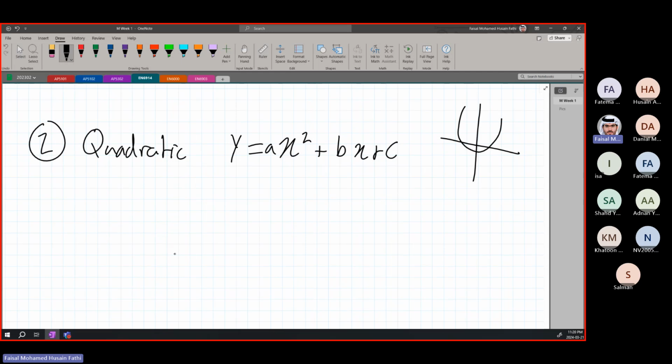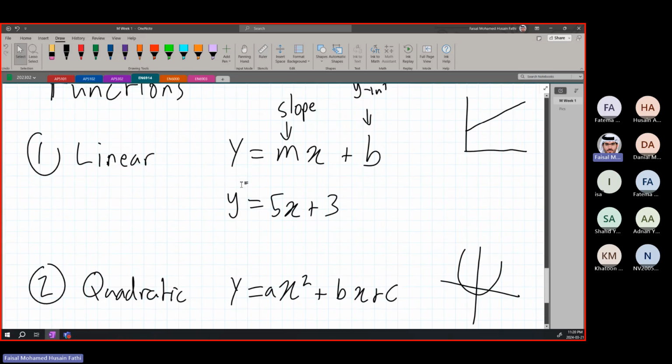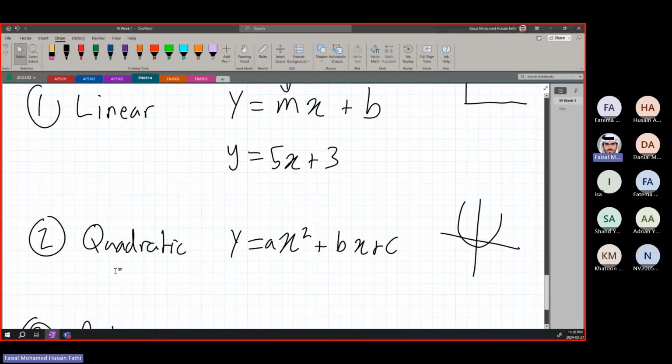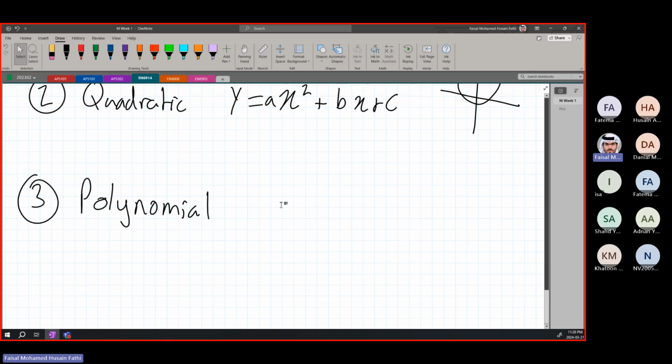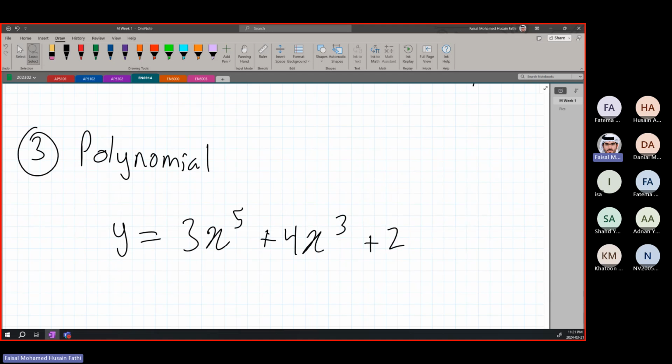And then we have something you see a lot more often now, which is a polynomial. The above examples are also considered polynomials, just standard ones. Linear equations are polynomials, and quadratic equations are polynomials. What is a polynomial? It is basically any function that has the x value in it. For example, y is equal to 3x to the power 5 plus 4x to the power 3 plus 2.